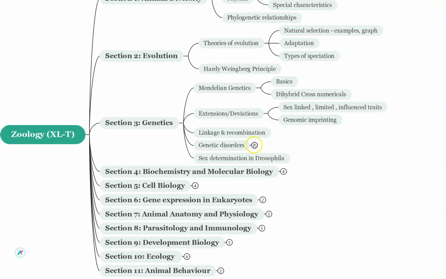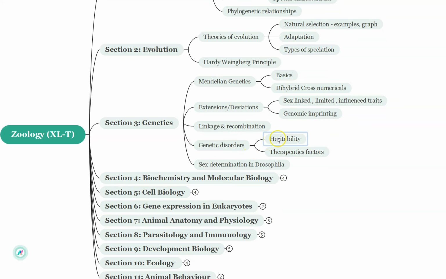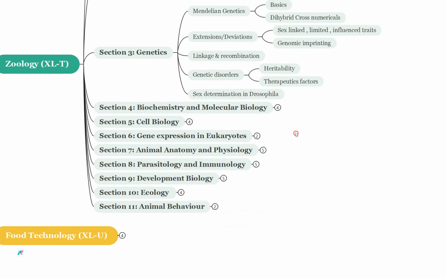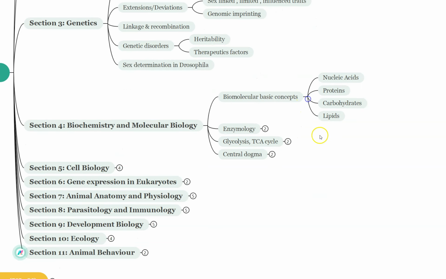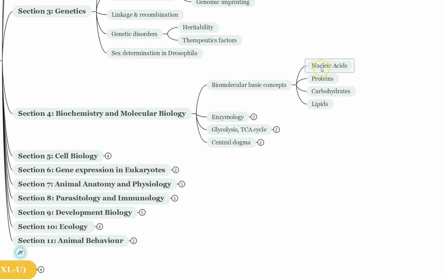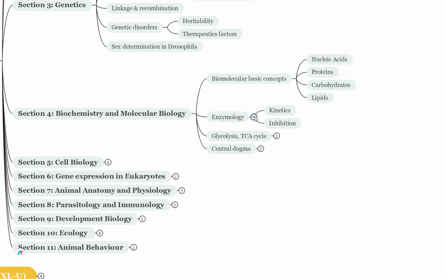Then examples of genetic disorders, expect match the following, like heritability and therapeutic factors. Also the sex determination in Drosophila. From section 4, biochemistry and molecular biology, this is again, some topics are common with the chemistry subject anyway, which is compulsory. Nucleic acids, proteins, carbohydrates and lipids.